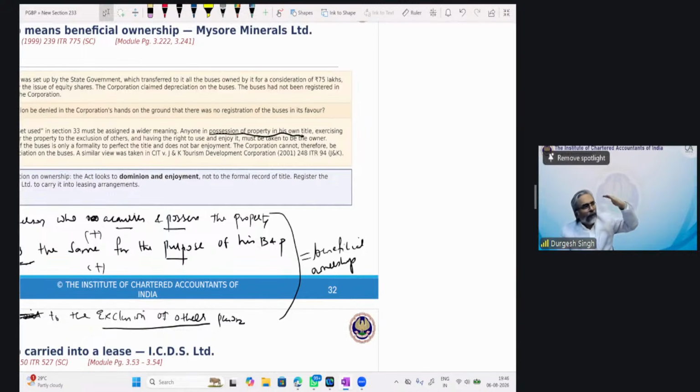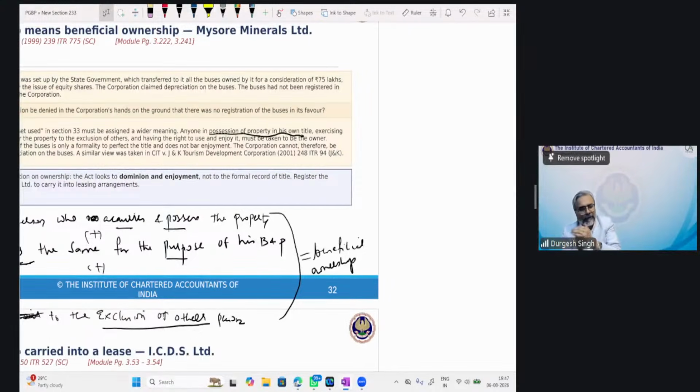So if I'm using the asset to the exclusion of the other person, who doesn't have any right or control over this particular property, then I, being the person who is using it in my own right to the exclusion of the other person, am said to be the owner of the property. Is that point clear to all of you, students? If this principle is clear, you may take some examples.